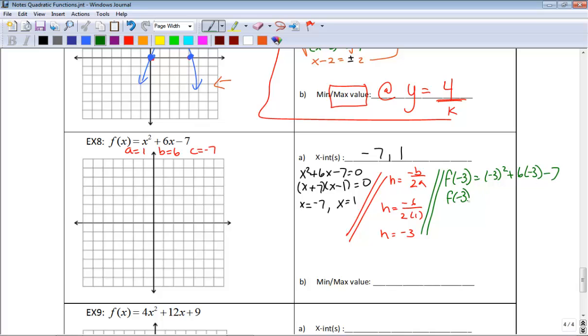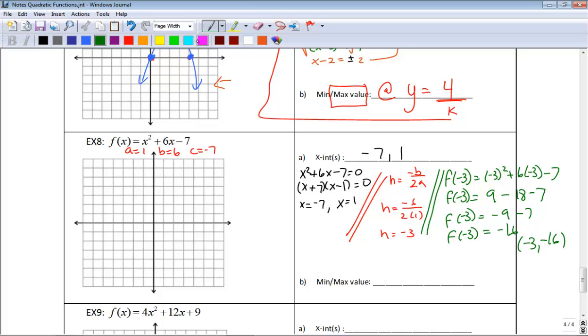Going along here, negative 3 squared is 9. 6 times negative 3 is minus 18, minus 7. Keep going. f of negative 3: 9 minus 18 is negative 9, minus 7 gives me negative 16. So the y value, or the k for my vertex, is going to be negative 16. So again, my vertex is going to be negative 3, negative 16.